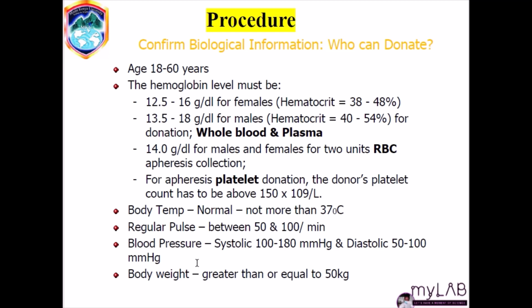Now, what is the procedure? The very first thing, a person has come, maybe it is a blood donation drive and they want to give blood. We need to confirm their biological information. First of all, are they between the ages of 18 and 60? And then in terms of their hemoglobin levels, what are they? If they are females, it should be at least 12.5 to 16. For males, 13.5 to 18 if they are donating whole blood and plasma.